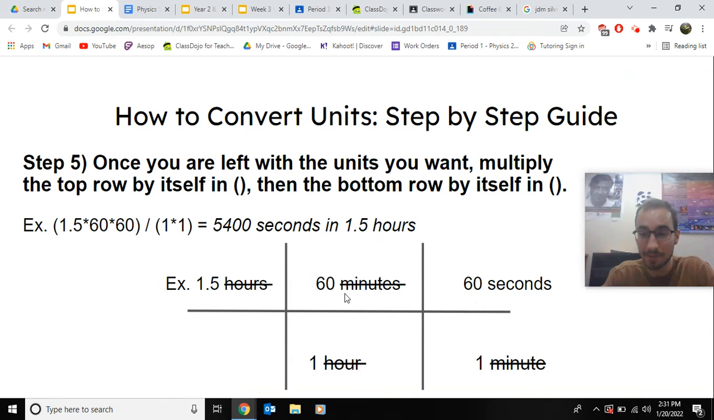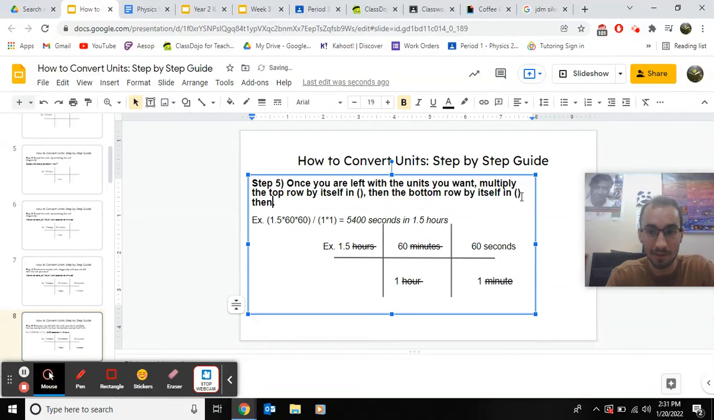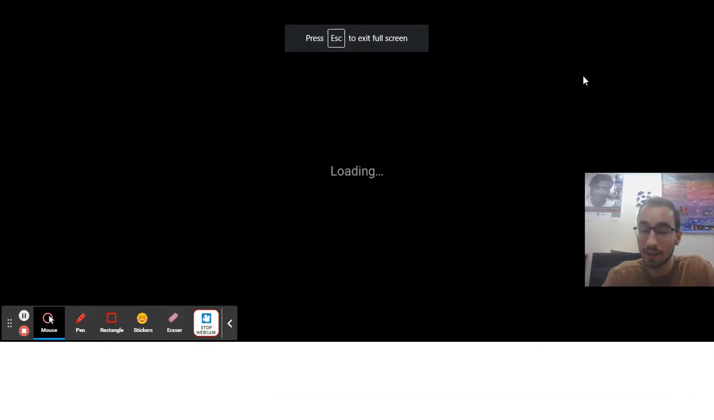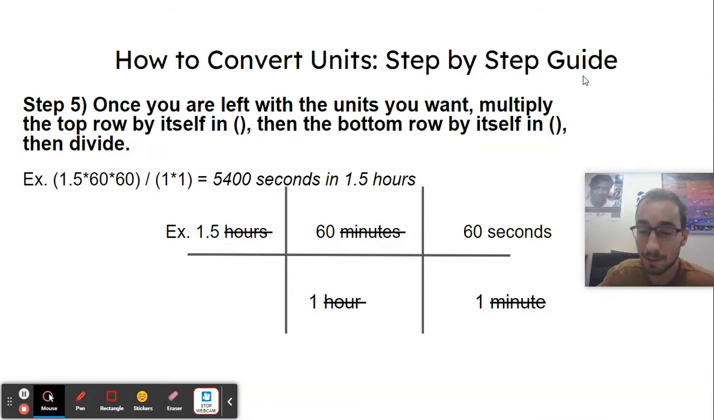And I say in parentheses, so you don't get thrown off with the order of operations. Okay? And note, I included the ones here to make it make more sense, but if you multiply or divide by 1, it really won't change the answer. So, to do the problem, step 5 is you multiply all these numbers on top, then you divide by these numbers on the bottom. Okay, so 1.5 times 60 times 60 divided by 1 times 1. That'll get us 5,400 seconds in 1.5 hours.